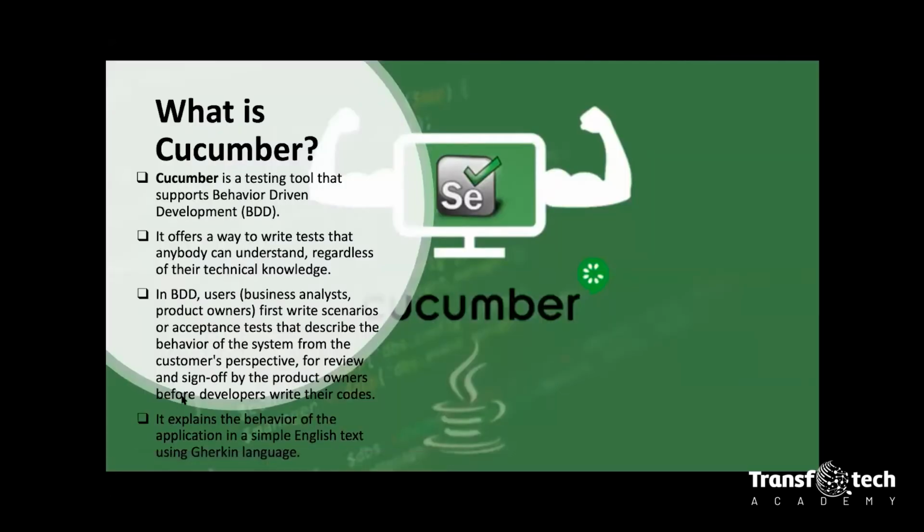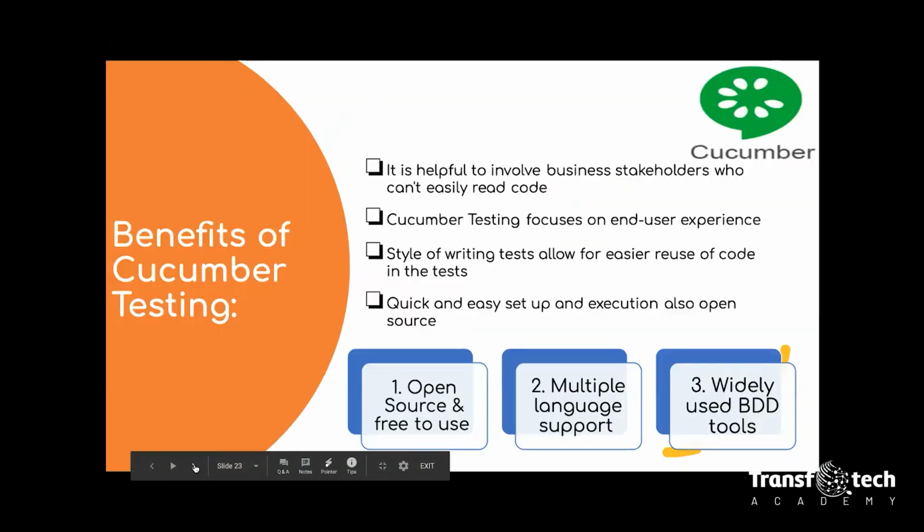Now, what is Cucumber? Cucumber is a tool that supports behavior-driven development, which is BDD. It lets you write tests that anyone can understand regardless of technical knowledge. It explains the behavior of the application in simple text using the Gherkin language. Benefits of Cucumber testing: Cucumber is the most popular tool because of the following reasons. First one is that it is open source and free to use. You can write your test scripts in multiple languages like Java, Ruby, C#, and Python.